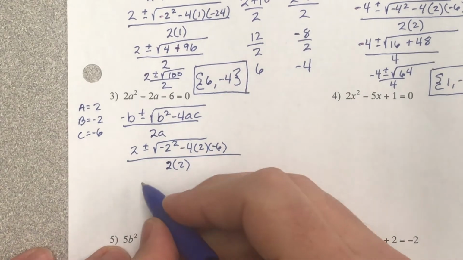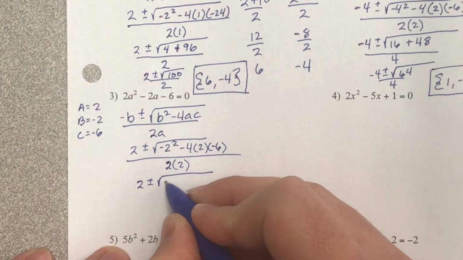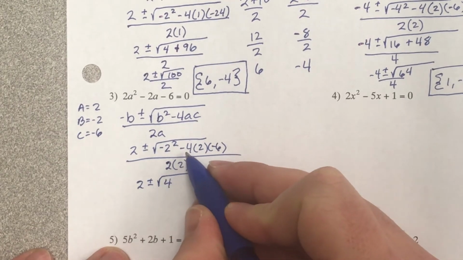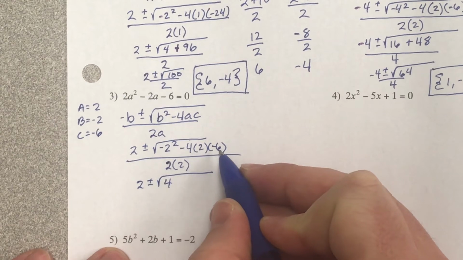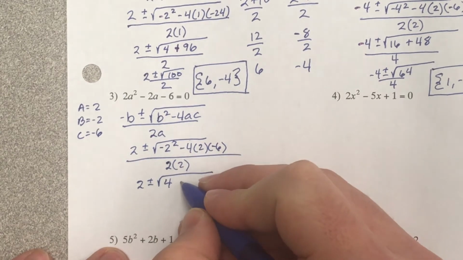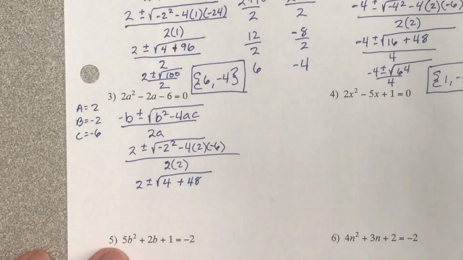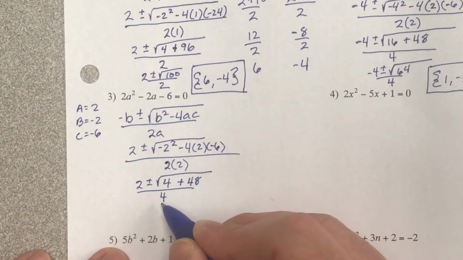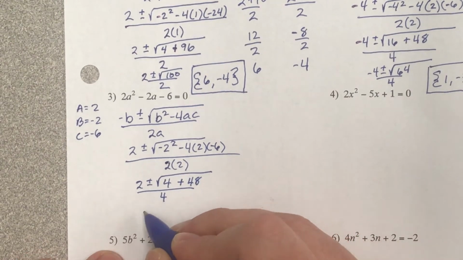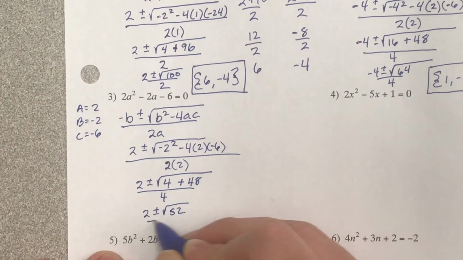So then from there, we clean that up. We say 2 plus or minus the square root. Negative 2 squared is 4. And then negative 4 times 2 is negative 8. Negative 8 times negative 6 is a positive 48. And we put that all over 4 because 2 times 2 is 4. And then we say 2 plus or minus the square root of 52 all over 4.